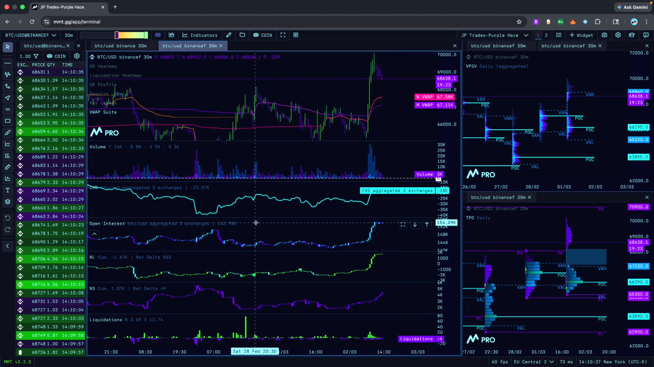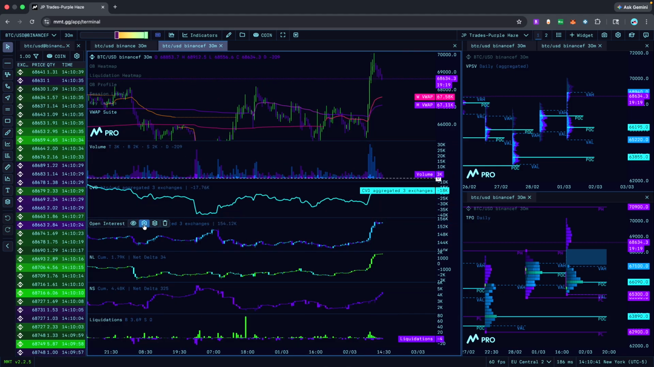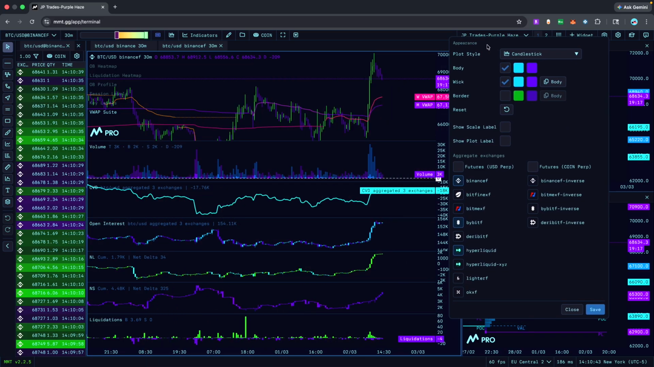Next, let's take a look at open interest. Open interest measures total exposure in the system. When it rises, new positions are being opened and leverage is increasing. When it falls, positions are being closed and leverage is being removed. So it does not tell whether trades are long or short. It just tells you whether money is entering or leaving the market.